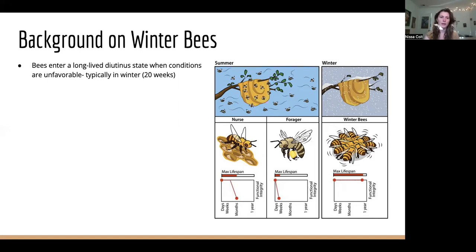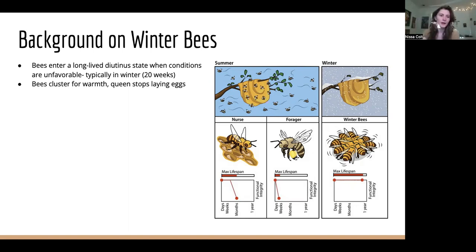During that time, they cluster together for warmth, and the queen stops laying eggs, and they are just the same bees making it through the winter. So there's not that continual population turnover that you see normally with summer bees.